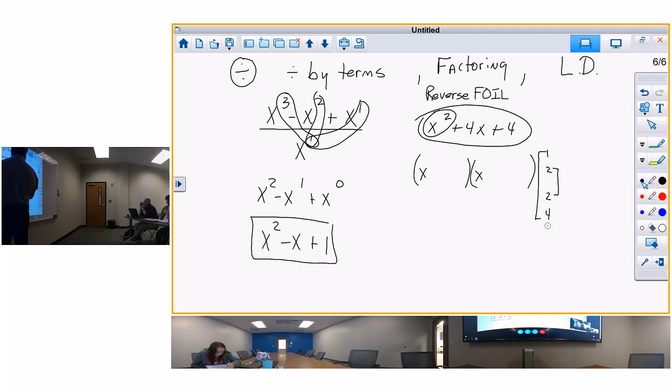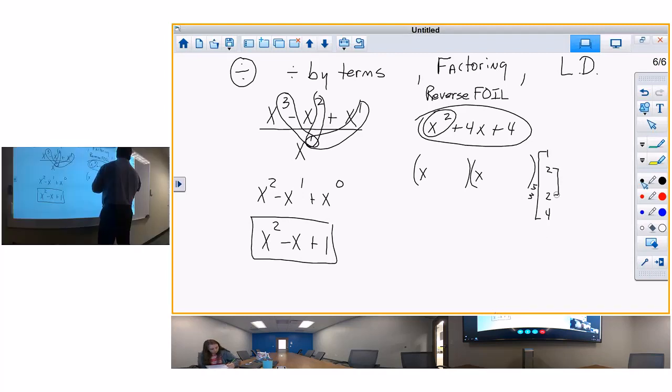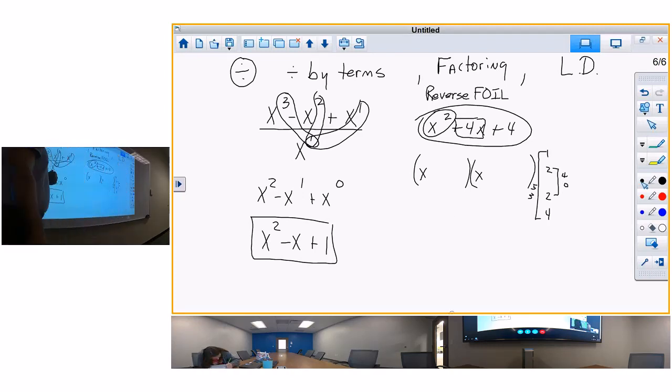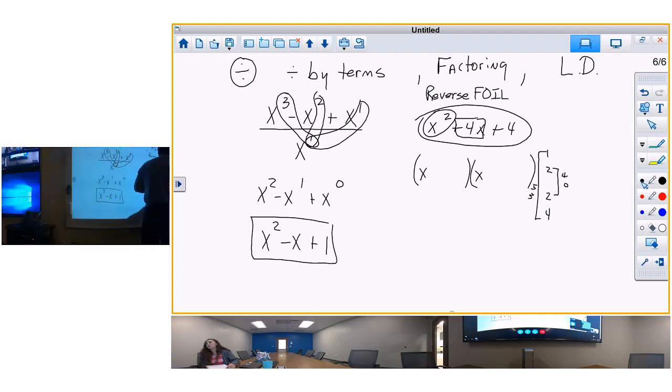1 plus 4 will give you a 5. 1 minus 4 will give you a 3. 2 plus 2 will give you a 4. 2 minus 2 will give you a 0. The middle term is what? 4. So we need a 4, and the only one that will give us a 4 is what? 2 and 2. So you put a 2 here and a 2 here.